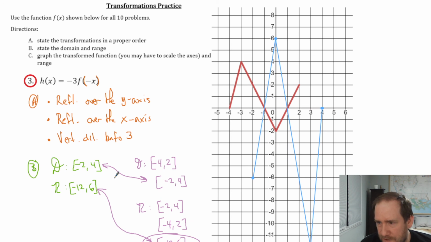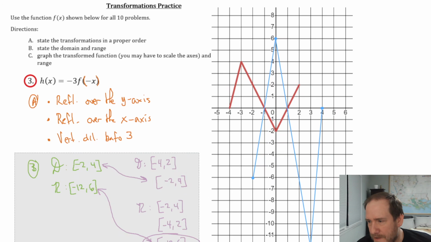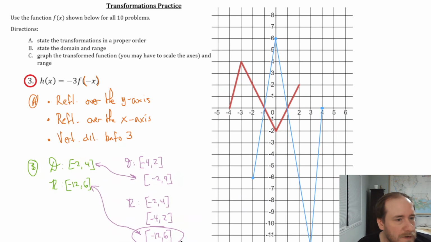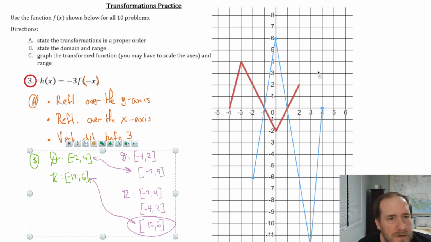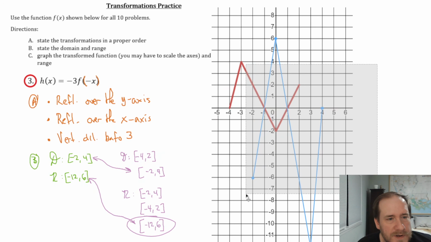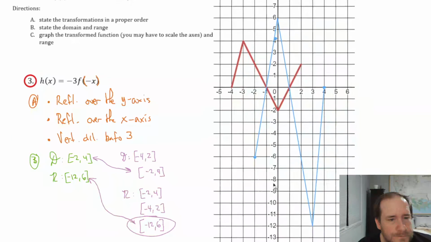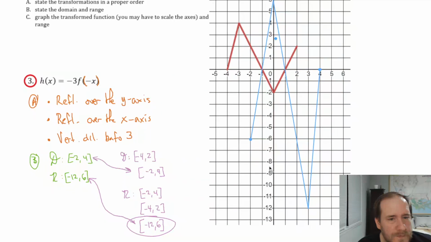So I'm feeling pretty good that both my domain and range are fine. Feeling good that my graph is fine. Feeling not so good that I let this get cut off. That's on me. My bad. I'm doing a bad job.